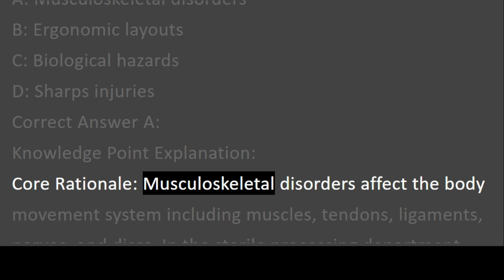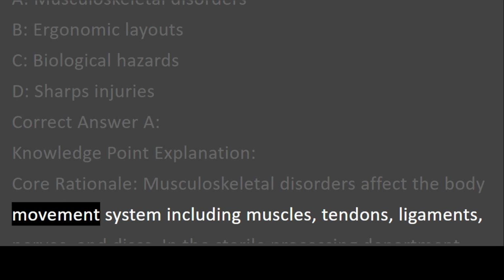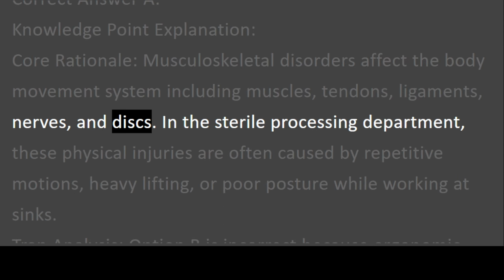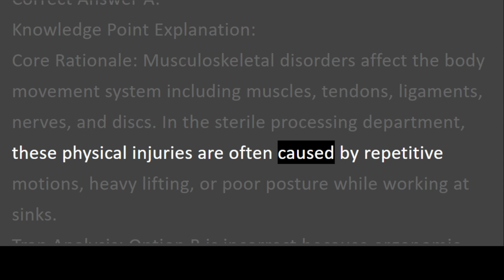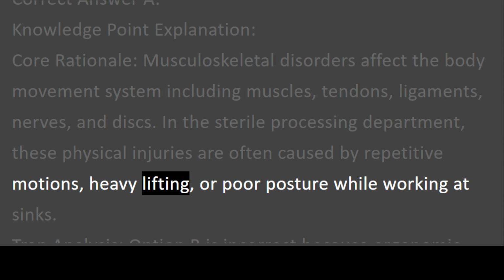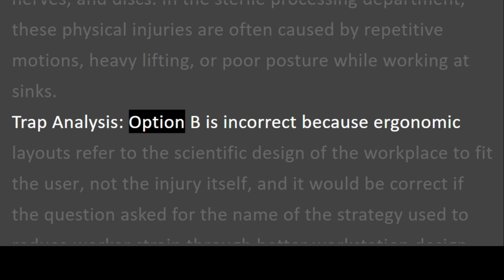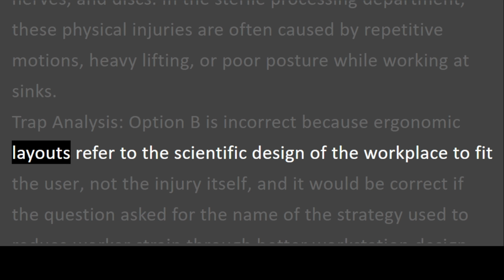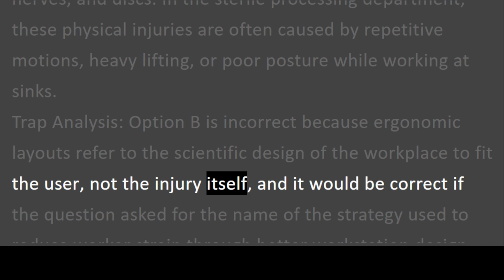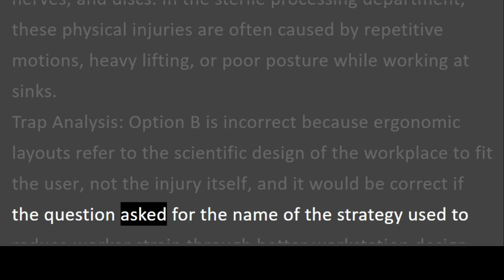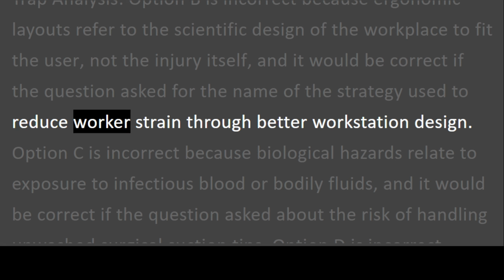Knowledge point explanation. Core rationale: musculoskeletal disorders affect the body movement system including muscles, tendons, ligaments, nerves, and discs. In the sterile processing department, these physical injuries are often caused by repetitive motions, heavy lifting, or poor posture while working at sinks. Trap analysis: option B is incorrect because ergonomic layouts refer to the scientific design of the workplace to fit the user, not the injury itself. And it would be correct if the question asked for the name of the strategy used to reduce worker strain through better workstation design.